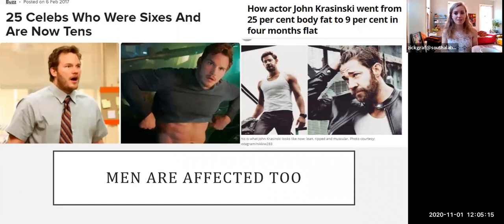"25 celebrities who were 6s and are now 10s." Basically, they're saying that the only difference here is that he's thinner and that made him substantially more attractive. Also, this amount of body fat loss in a 4-month period really can only be accomplished through pretty excessive, extreme means, and it's being glorified here.